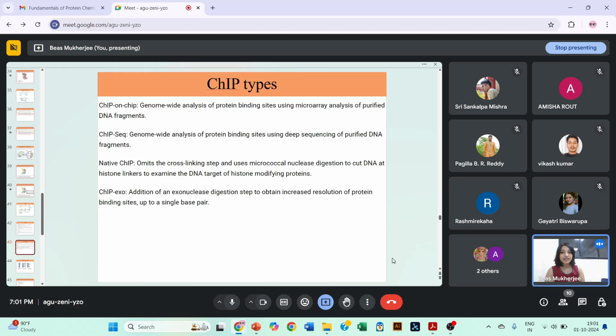So genome-wide analysis of the protein binding sites using deep sequencing of the purified DNA fragments. You have native ChIP, in which this omits the cross-linking step and uses micrococcal nuclease digestion. This is MNase. MNase is a useful enzyme. So this digests the DNA at the histone linkers to examine the DNA target of the histone modifying enzymes. So there are different enzymes which are involved.